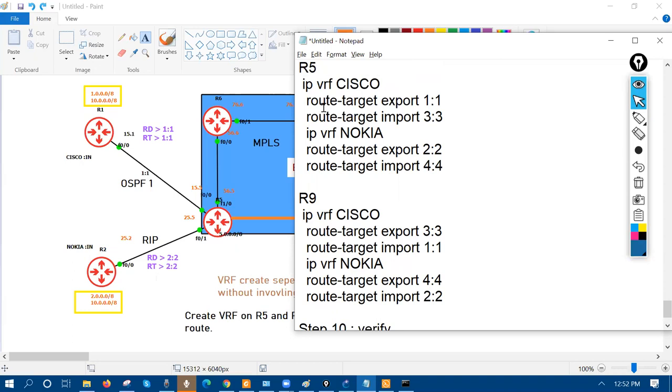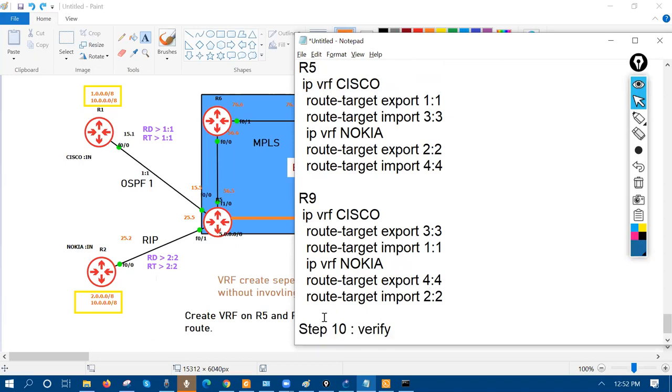R5. The RT value, can we open it? Yeah, you can change it. I'm just going to make it the same, for basic easy understanding. You can make it 100:100. So if you're making 100:100 on the export side, you have to input 100:100. But in R5 and R9, both routers can use the same RT value for the same customer.